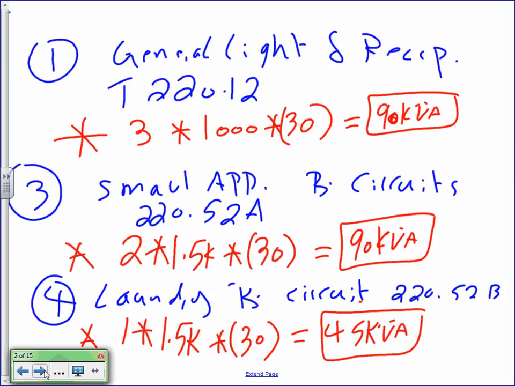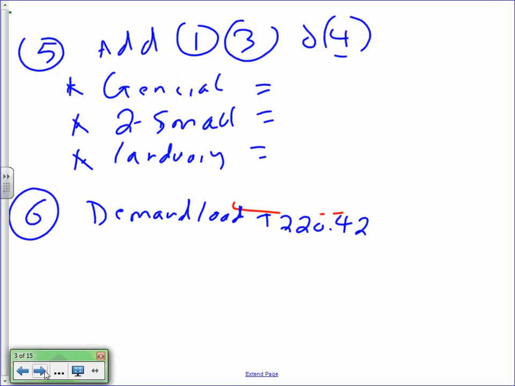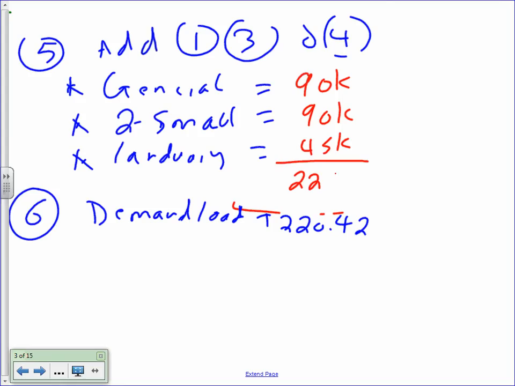Okay. Let's go to the next step. The next step, my friend, is add 1, 3, and 4 together. So I'm going to go at them. So I have 90K, and another 90K, and a third 45K, and for a total of 225 kVA. If I did something wrong, please bring it to my attention. Any question about that? Add them up. I'm going to give you enough time to write that. Add them up. I'll give you some time to write these steps. Okay? Anybody can predict what the next step after we add them up would be?